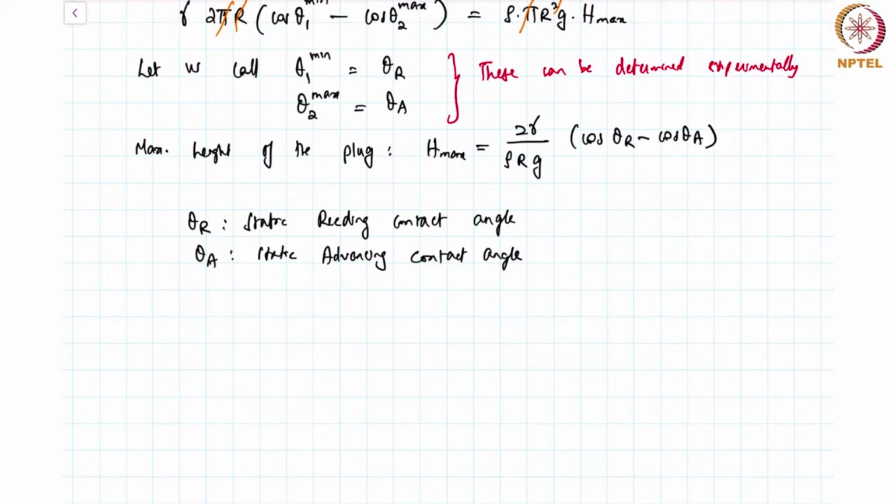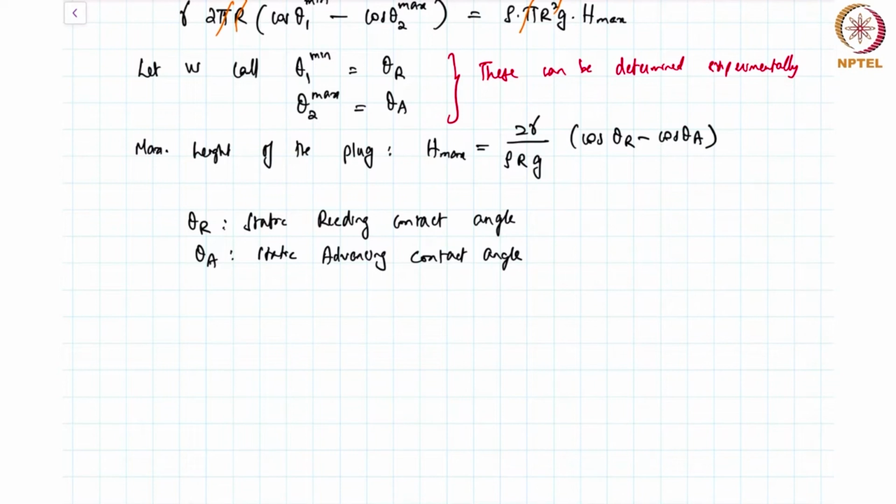These are determined experimentally, and these parameters can be determined carefully using experiments for different combinations of liquids and solid surfaces. Of course, there are variations based on the nature of the solid surface, for example, whether the solid surface is smooth or rough and so on. These numbers can differ, but one cannot theoretically assume that theta r will actually go to 0, or theta 2 max will go to 180 degrees.